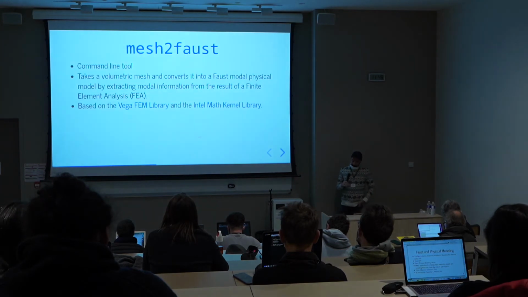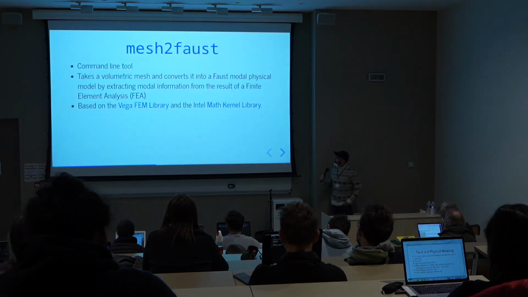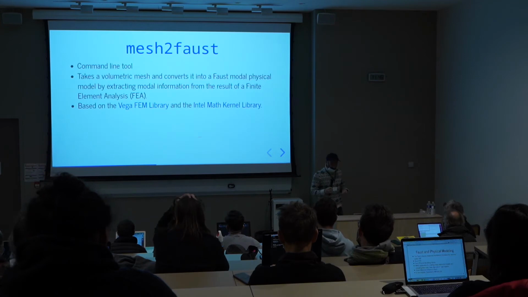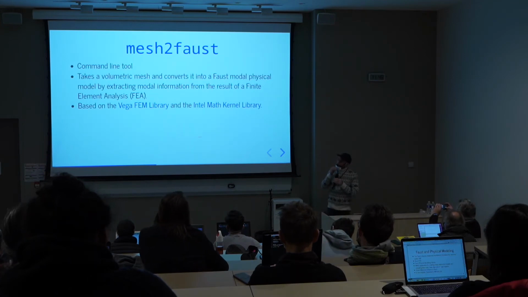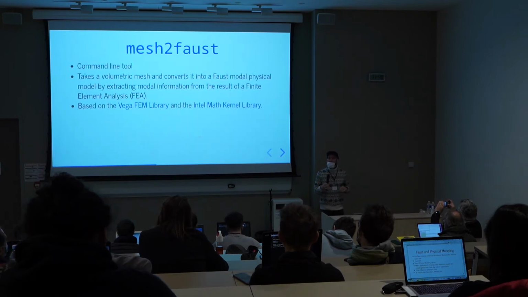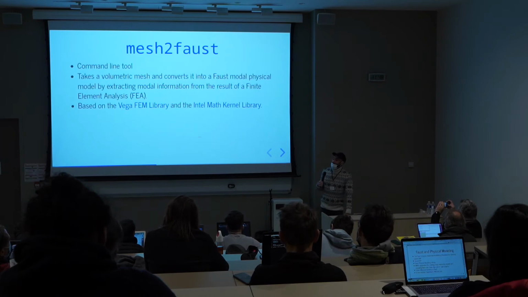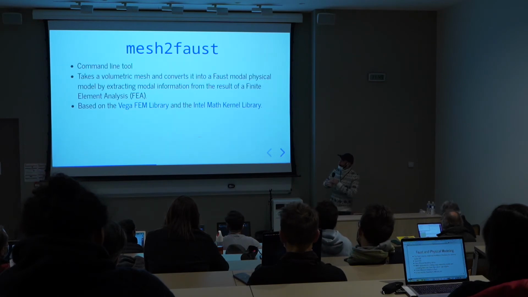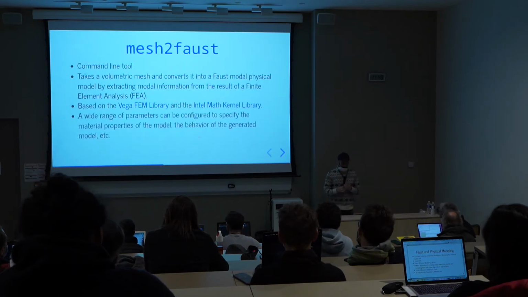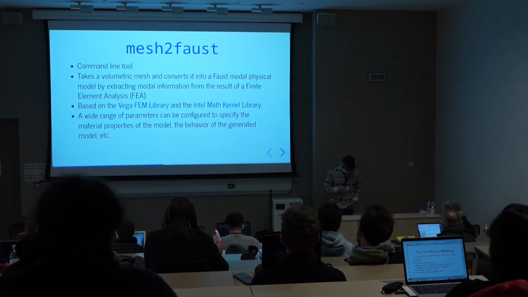It is based on the Vega FEM library, which is developed at Stanford, and the Intel Math Kernel library. For those of you who are not familiar with the Intel Math Kernel library, all you have to know is that it can be really tricky to install, and it's also very, very big. So if you want to use Mesh2faust, you need to have some free gigabytes on your hard drive, because you're going to have to install all this stuff in order for it to work. And this is done automatically. You just have to look at the documentation of Mesh2faust.